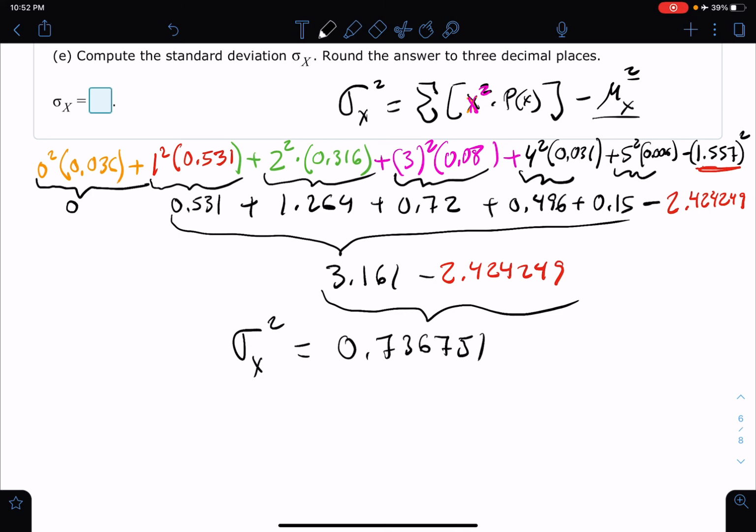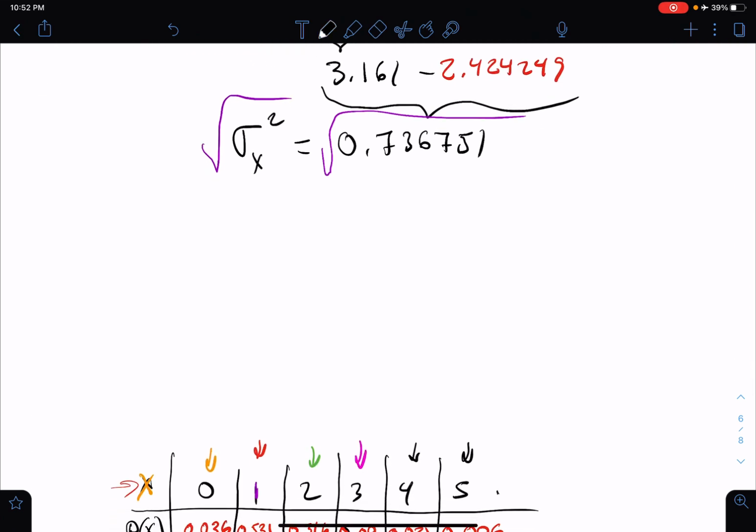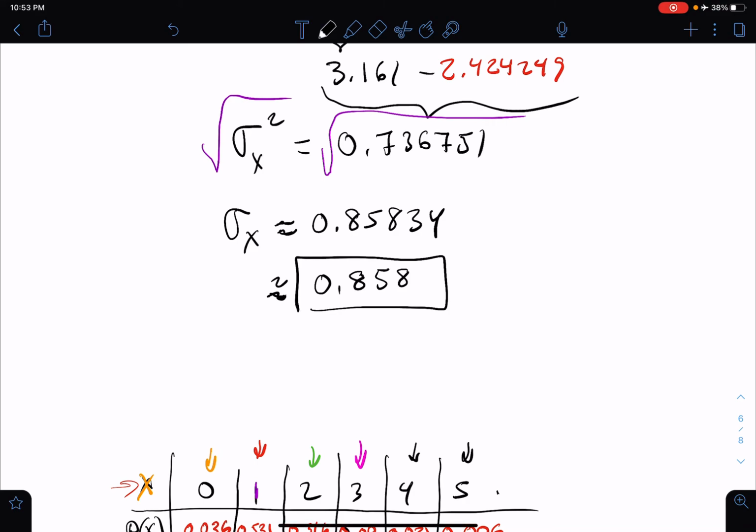Now remember, we want the standard deviation, and to get the standard deviation, we take the square root of both sides. And now we have the standard deviation of our random variable x equals 0.85834. Of course, they're asking us to round this to 3 decimal places, which is 0.858. There we go.